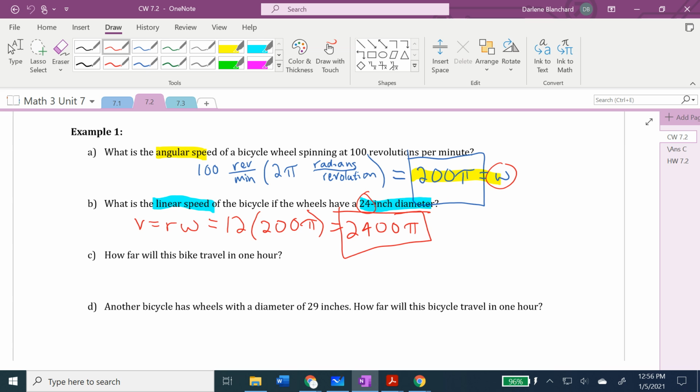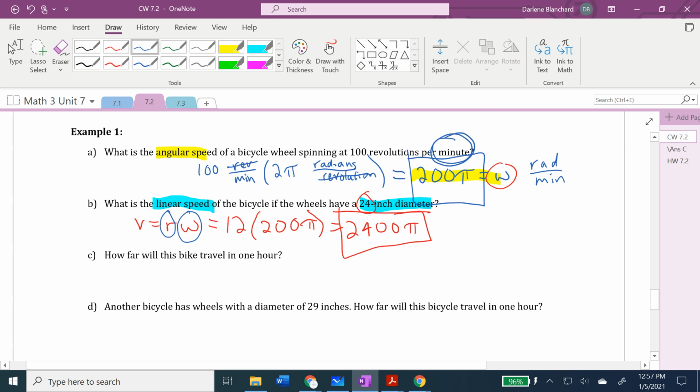Now, realize that what we just found was linear speed. That's like finding how fast your car is moving. If you want to know how far this bike travels in 1 hour, you want to first realize what the units of linear speed are. We need to go back to the beginning. In the very beginning, the time unit that we were using was revolutions per minute. Then I took the revolutions out of the picture and got radians per minute. I took radians per minute and multiplied it by the radius.